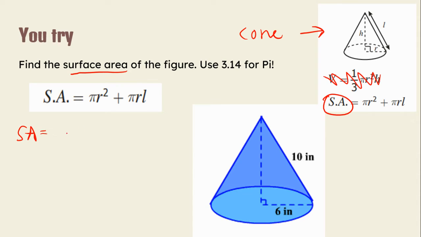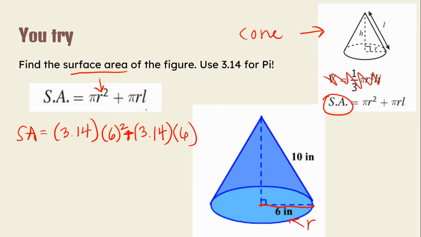We know that for pi, we always use 3.14. What are we going to use for the radius? The radius is from the center to the outer part, halfway across. Look at that. They told us that the radius is 6. So we'll do 6 squared plus pi. Sorry, not equals. That should be a plus. Radius of 6. And then L.